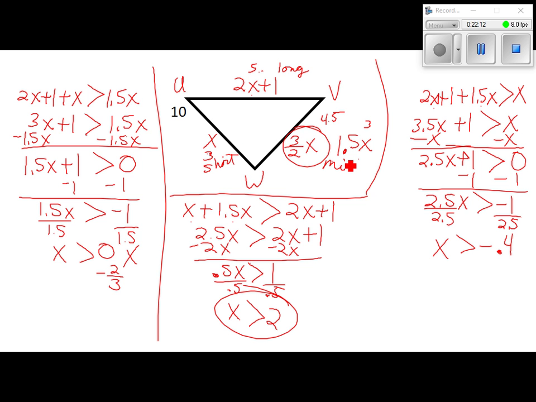Well, the smallest angle's got to be across from the shortest side, so that means angle B has to be the smallest angle. The next smallest angle is across from the next shortest side, or the middle side, so that's angle U. And then the biggest angle has to be across from the longest side, so angle W has to be the biggest. There's our angles in order from smallest to largest.